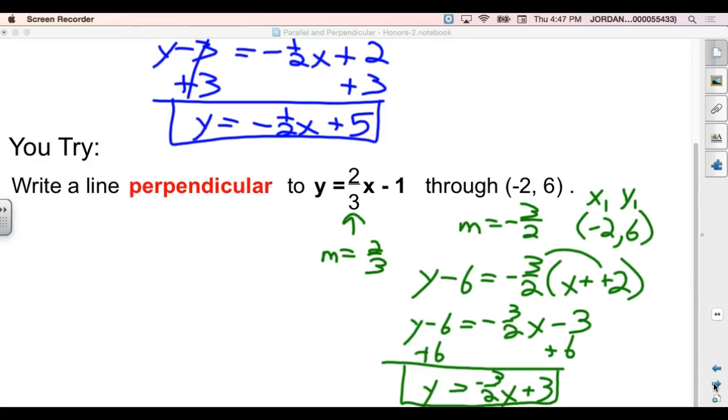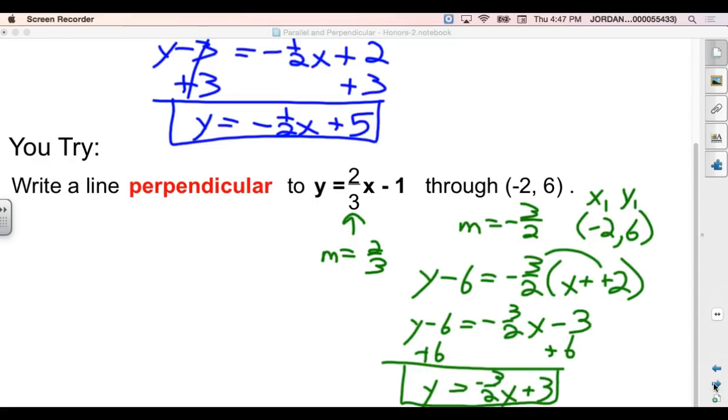Problem: you've got a slope of 2/3, but we've got to be perpendicular to that. So we're going to do the opposite reciprocal for our slope. We're going to flip it, make it 3/2, and change the sign, make it negative 3/2. So the slope we're going to use is negative 3/2, and go through the point (negative 2, 6). So x1 is negative 2, and y1 is 6.